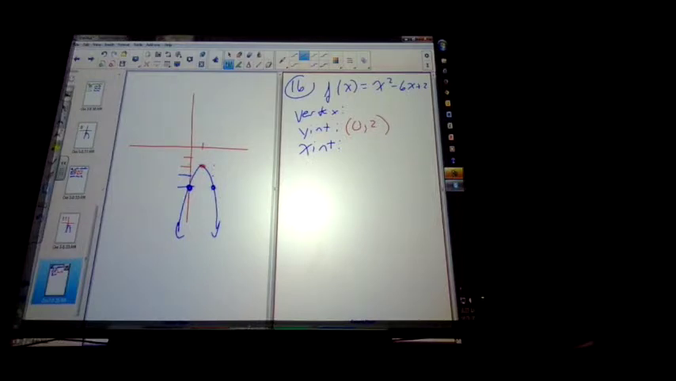I don't know. Do what? So there's two different ways to get to the vertex. So the negative b over 2a, and then plug that in, and now we get you your vertex. Or if you complete the square, what you have.